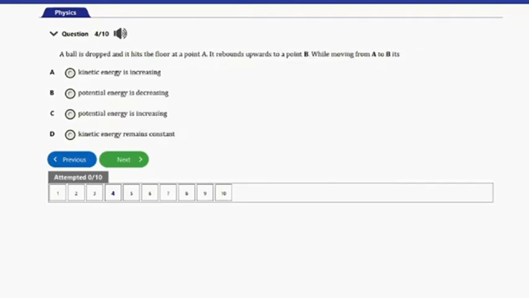So guys, the next question here is question number 4. It says, a ball is dropped and it hits the floor at a point A. It rebounds upwards to a point B. So while moving from A to B, its A, kinetic energy is increasing, B, potential energy is decreasing, C, potential energy is increasing, D, kinetic energy remains constant. So guys, while moving from A to B, the potential energy will be increasing. So that's it for this question, option C. So let's go ahead and consider the next question, guys.